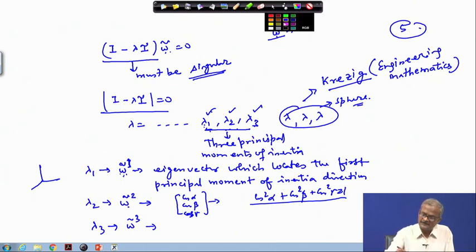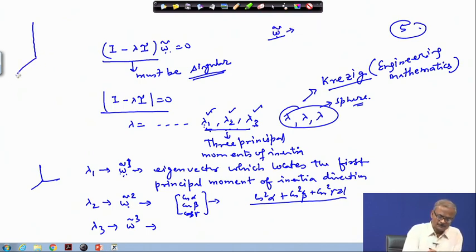So, let us get into this through a figure. Say I know the mass distribution with respect to these axes E 1, E 2, E 3, where we have all I 1 1, I 1 2, I 1 3, I 2 1, I 2 2, I 2 3 and I 3 1, I 3 2 and I 3 3.